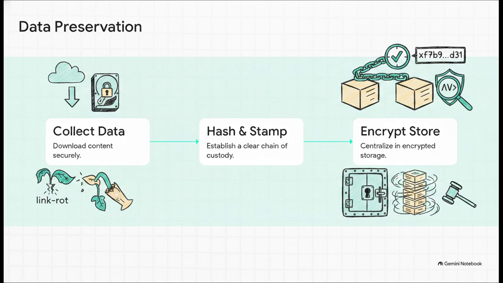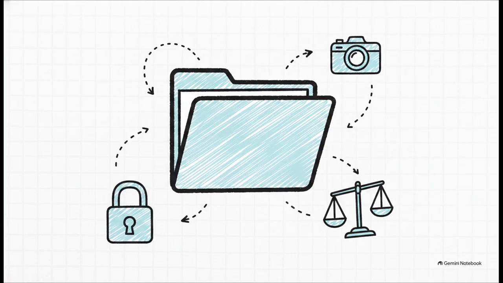Finally, Step 3, we centralize all this data in secure encrypted storage. This guarantees our open source evidence will actually hold up under the intense scrutiny of a courtroom. So your documentation has to be completely meticulous. We're talking exact screenshots, raw URLs, raw chat logs, and cross-verified metadata.